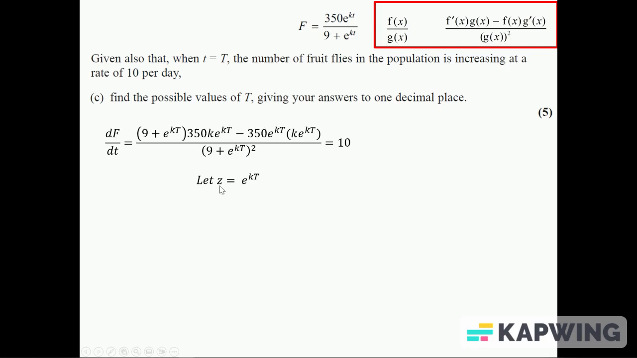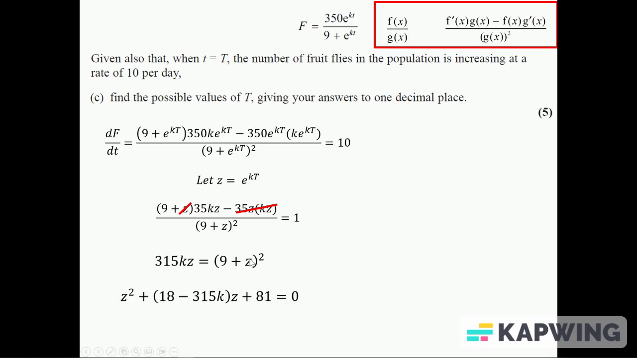Looks like a holy mess, so we'll let z be equal to e to the kt. Looks a bit better. So we've got 9 plus z, 350kz, and then 350z times kz. Now actually these two terms here, the z times the 350kz is the same as the 350z times kz, so they'll actually cancel out. So I'll just have 9 times 350kz on the top, and then I'll multiply by this bottom line. So 3150kz is 10 times 9 plus z all squared. Multiply that bracket out and take away the 3150kz.